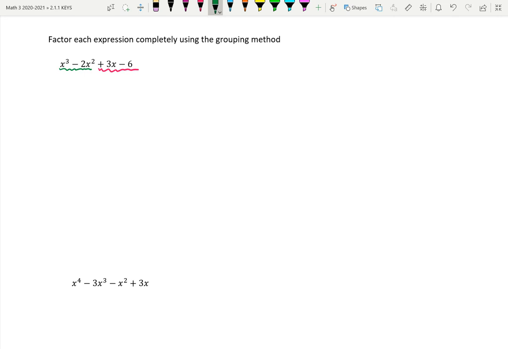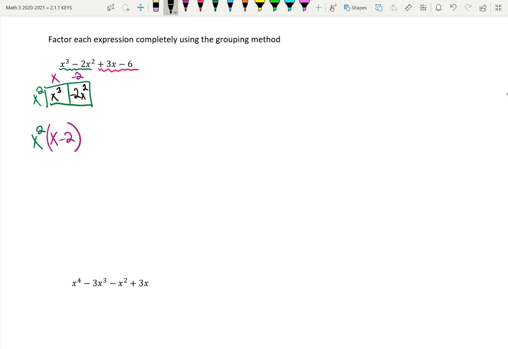I'm going to ask myself, well, there's two x squares in it. X squared times what is x to the third, and x squared times what is negative 2x squared. Well, x times x squared is x to the third, and negative 2. So this is how I factor this first expression. I get x squared times x minus 2.